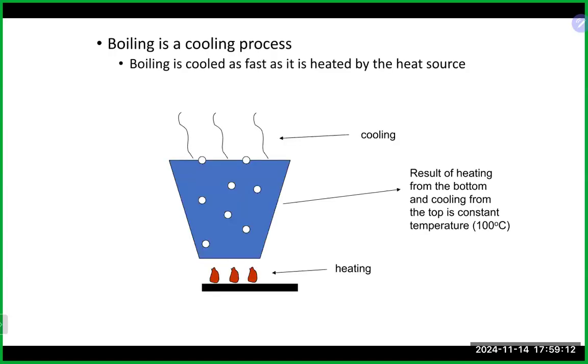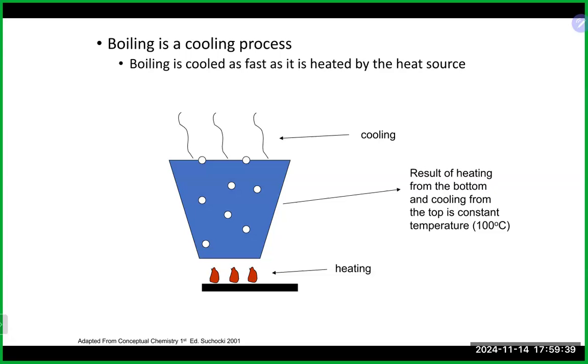Boiling, as odd as it sounds, is a cooling process, and boiling is actually cooled as fast as it's heated from the heat source. That's why if you ever look at a thermometer, it tops out at around 100 or 102 degrees, because technically the boiling point of water is 100 degrees. When it hits 100 degrees, it stays there unless you do something to make it go higher. It won't go much higher.